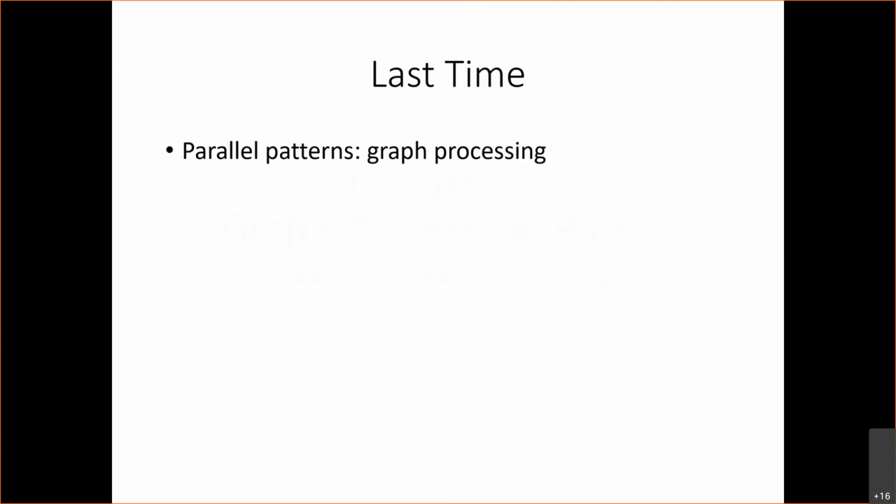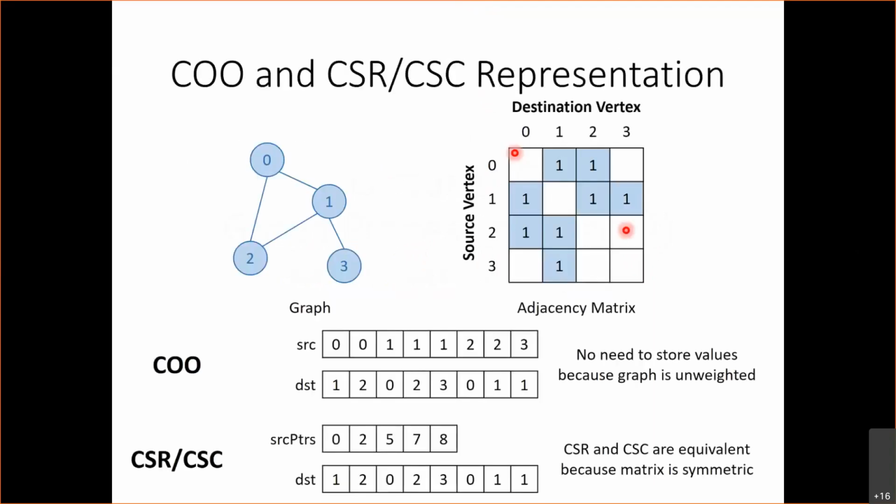We said that graphs are usually represented as adjacency matrices, which are sparse matrices. So we can represent graphs using the same formats that we use to represent sparse matrices. This was an example of a COO representation of the graph, where we basically have a list of edges, and for each edge we have the source vertex and the destination vertex of the edge.